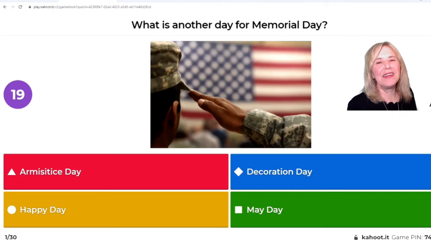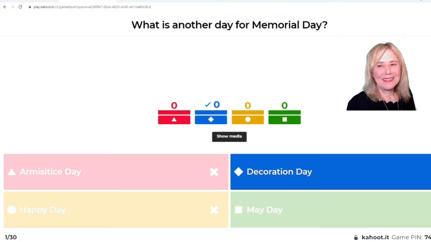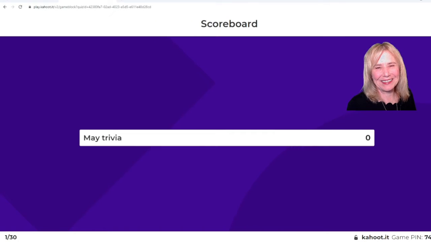What is another day for Memorial Day? Is it Armistice Day, Decoration Day, Happy Day, or May Day? I'll give you a couple of seconds to type it in the text box, and then I'll give you the answer. Yes, it's Decoration Day. You got it. All right, anyone who guessed Decoration Day, you had the right answer.